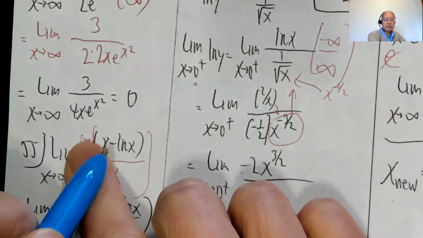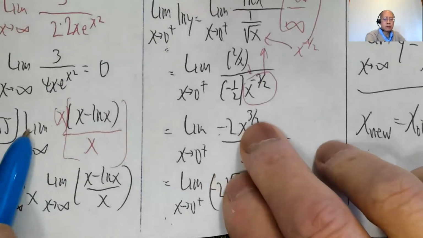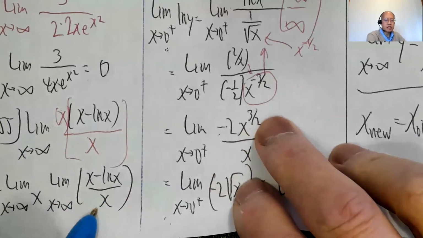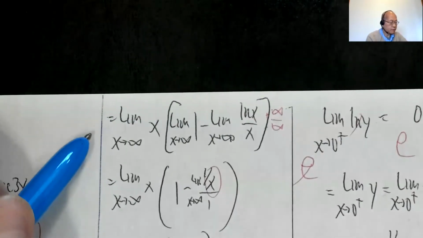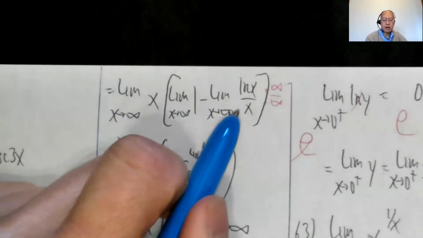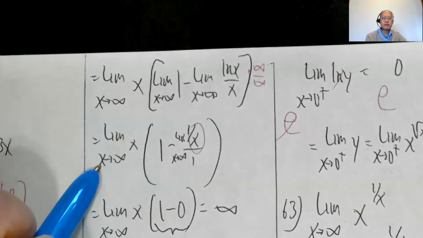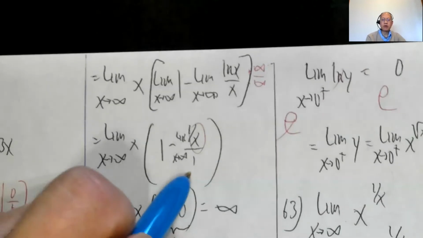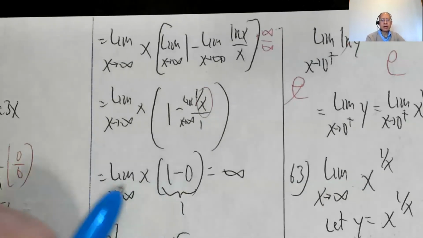55, limit x approaches infinity of x minus ln x. The trick here is to multiply top and bottom by x, and then split it into 2. I have limit x approaches infinity of x times limit x approaches infinity of x minus ln x over x. I can rewrite this as 1 minus ln x over x. So I have limit x approaches infinity of x times limit x approaches infinity of 1 minus limit x approaches infinity of ln x over x. I can do L'Hopital's rule over here. So I have limit x approaches infinity of x times 1 minus limit x approaches infinity 1 over x divided by 1. This approaches 0. So I have the limit x approaches infinity of x times 1, and that's just infinity.